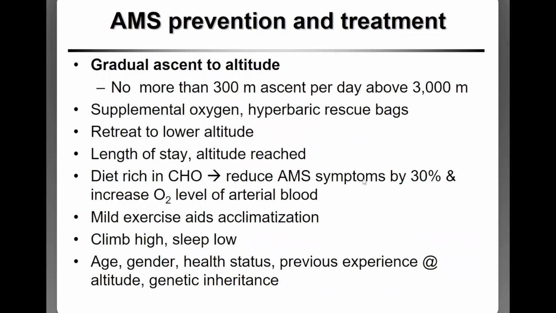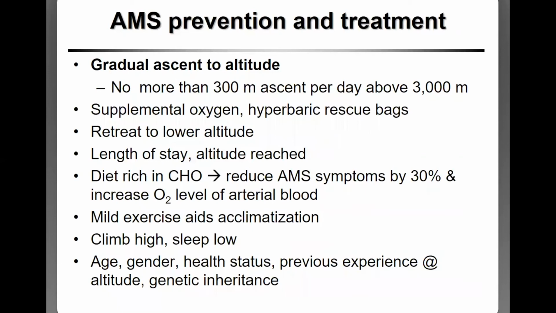So to prevent AMS, it's suggested that a gradual ascent to altitude is used, to have supplemental oxygen available in hyperbaric rescue bags. And obviously, retreat to a lower altitude would be the most common and easiest treatment. The length of stay and the altitude reached, and also the speed at which the person ascends, is going to directly affect the presence of AMS and the severity of its symptoms. A diet rich in carbohydrates may reduce AMS symptoms by 30%.